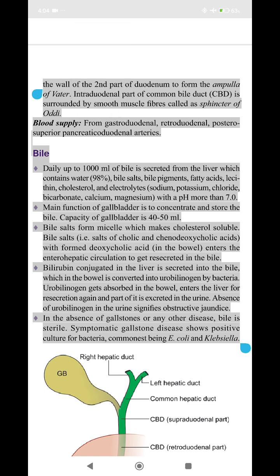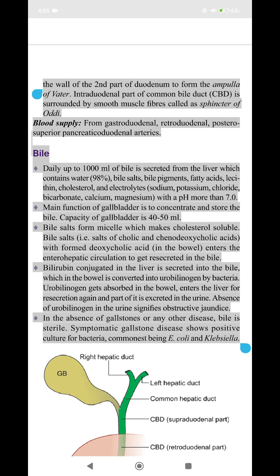In the wall of the second part of the duodenum to form the ampulla of Vater. The intraduodenal part of the common bile duct, CBD, is surrounded by smooth muscle fibrils called the sphincter of Oddi. Blood supply: from the gastroduodenal, retroduodenal, and posterior superior pancreaticoduodenal arteries.